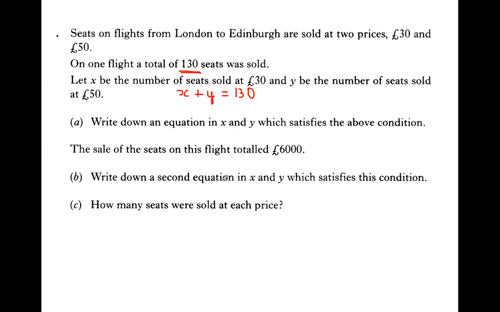This is where you need to write down the second equation, where you say, okay, if I've got X seats at £30, that's 30x, yeah? 30x plus Y is 100. Y is 50, so 50y equals 6,000.